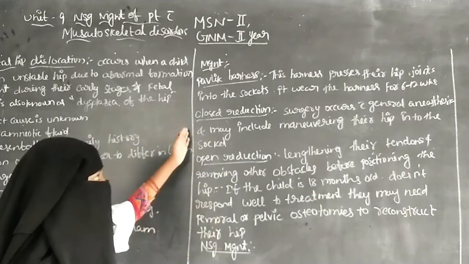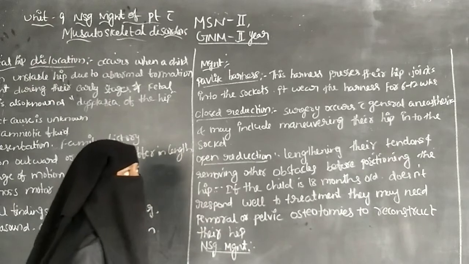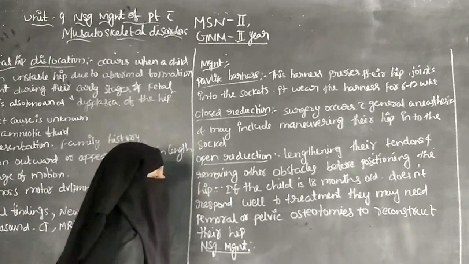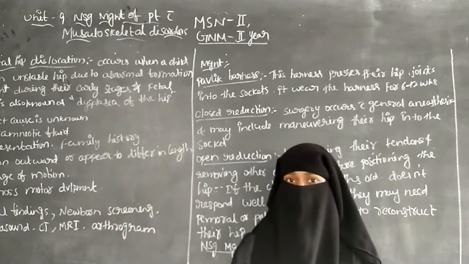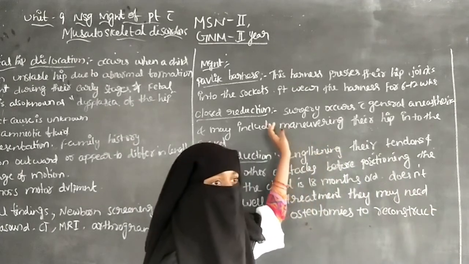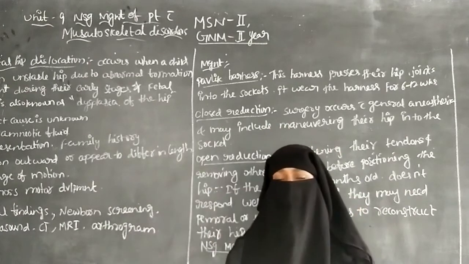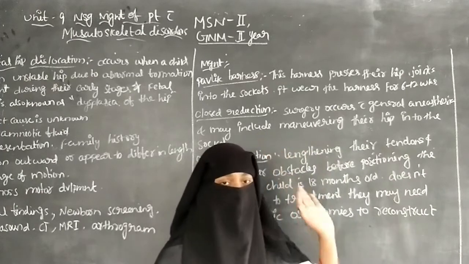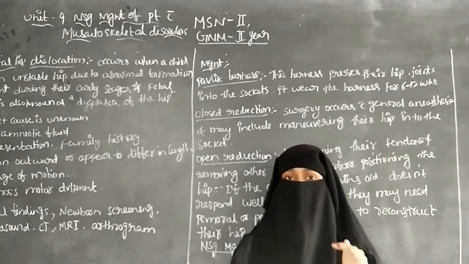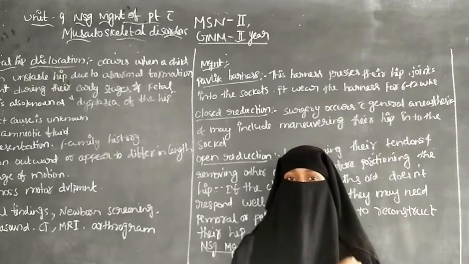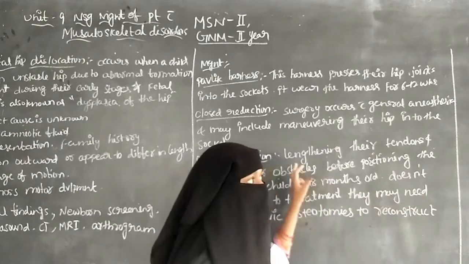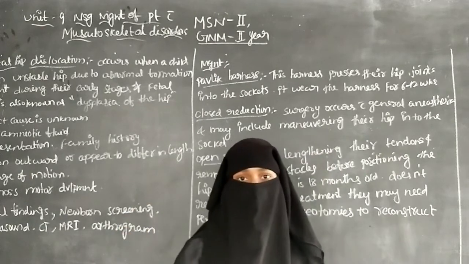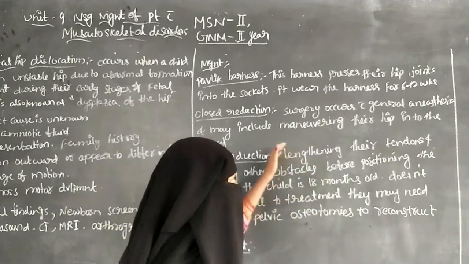The next one is closed reduction. In closed reduction, the surgery is performed under general anesthesia. In closed reduction, the skin is not opened, and the dislocated joint is fixed into the socket in the normal position.